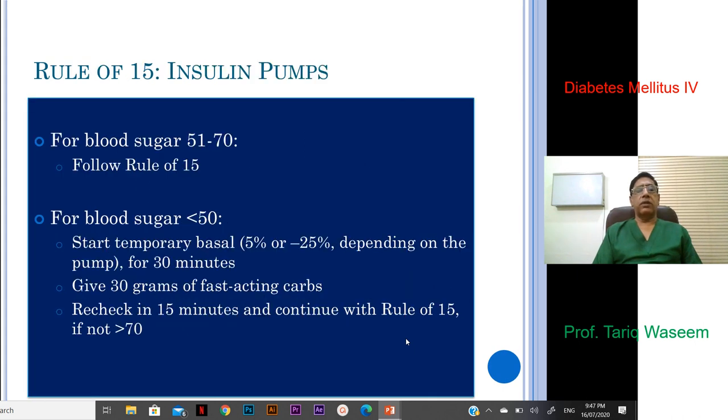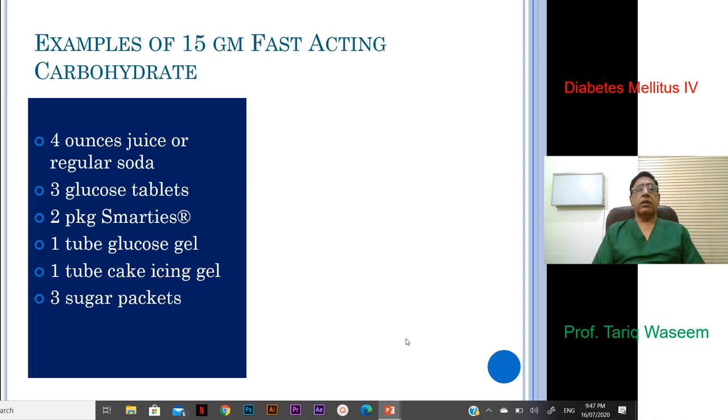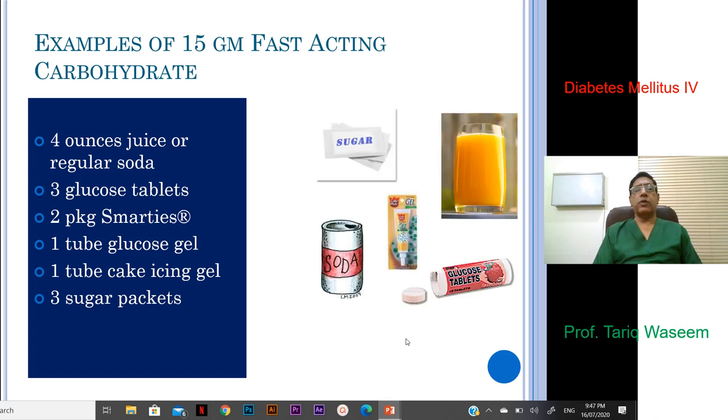If blood sugar is less than 50 and the patient is not able to take orally, in that situation you have to give intravenous glucose in the form of 5% or more appropriately 25% glucose as a stat bolus of around 100 gram, or you may have to give 30 gram of fast-acting carbohydrates. Recheck blood sugar. These are certain examples of types of fluids which can be given to patients who are able to take orally.